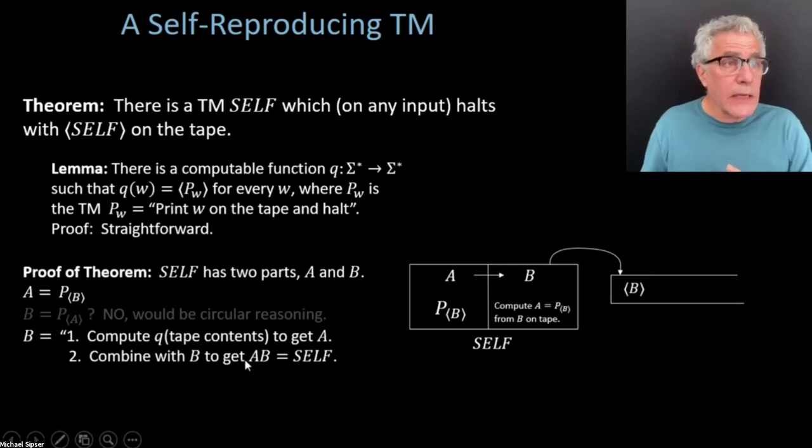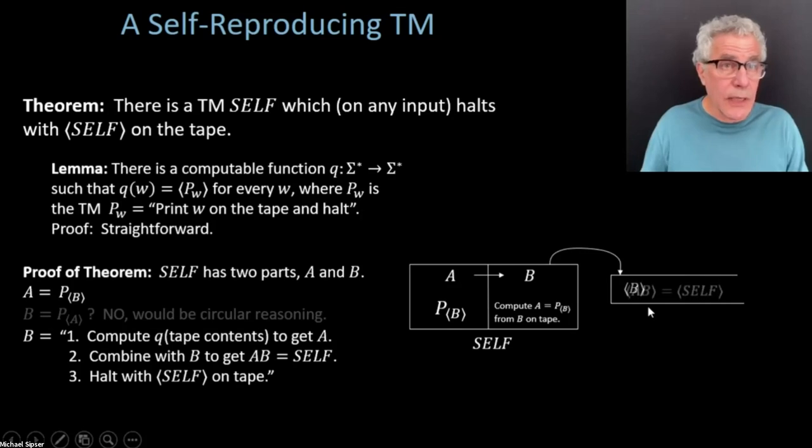Then it's going to combine A with B, doing whatever slight interfacing needs to happen. I'm not going to get into those details, to convert those two pieces into one machine, which is the machine SELF. And then it's going to print out SELF on the tape, as I'm going to indicate over here.